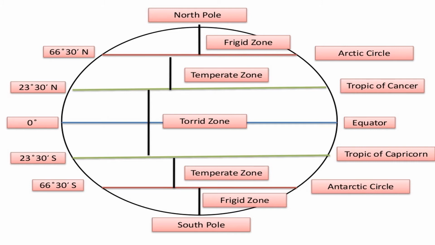Similarly, 23.5 degrees south to 66.5 degrees south of the equator is your temperate zone, touching the Antarctic Circle from the Tropic of Capricorn. The Antarctic Circle to the South Pole, that means 66.5 degrees south to 90 degrees south, is your frigid zone. Look at the diagram carefully. Take your time to understand it.